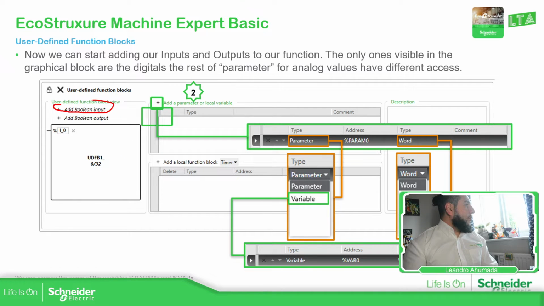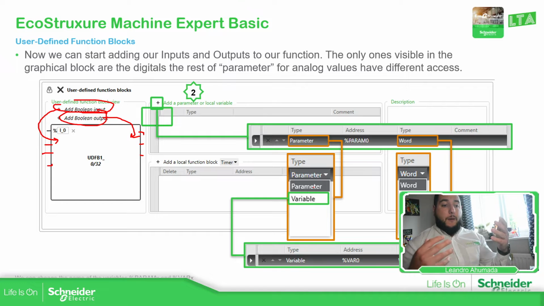So we have the possibility to add Boolean input from this side, and Boolean output is going to be the other side. So as soon as we add this, we're going to see new inputs and new outputs over here. And then we have the possibility to add the parameters that you can see, and the parameter is going to be one external access to that function block that you can use for input or for output. And then we have the variable, and the variable is like a local variable that you have in that function block. You cannot access it externally, directly.